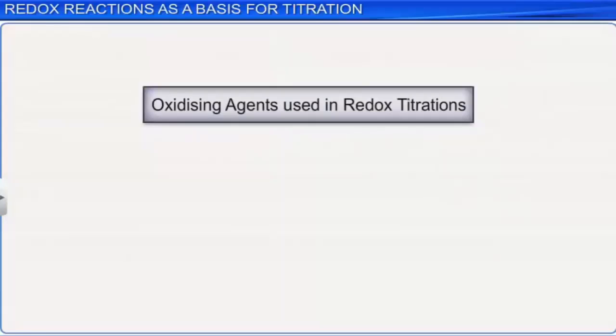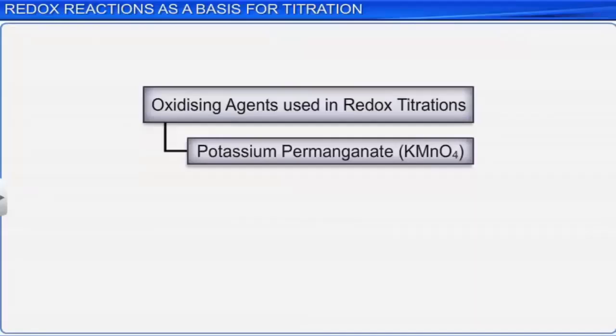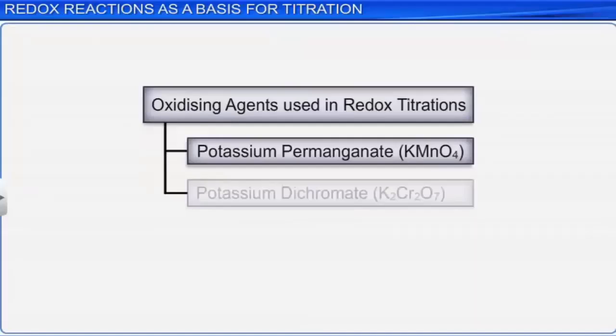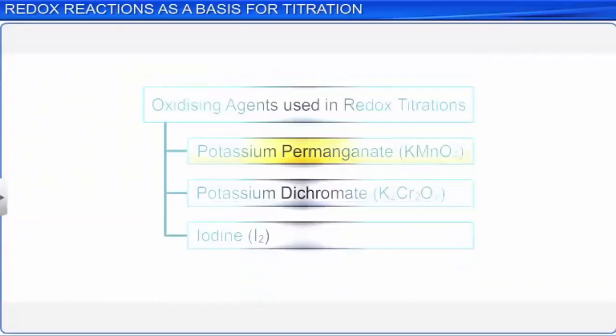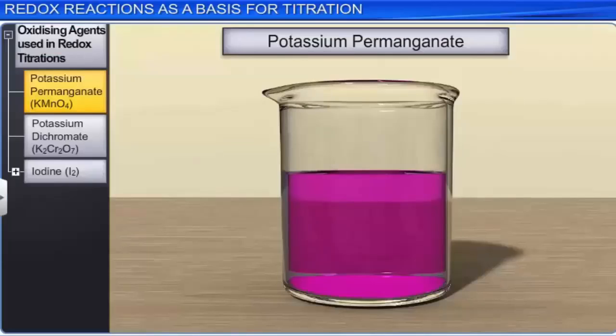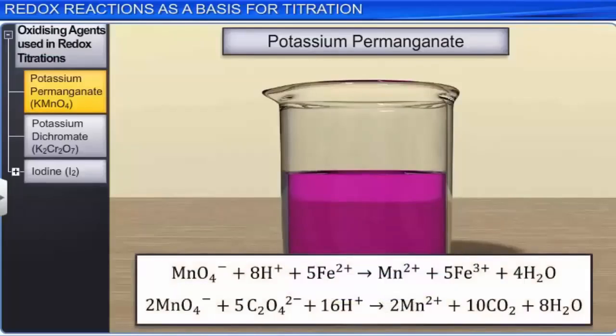Redox titrations can be performed using oxidizing agents such as potassium permanganate, potassium dichromate, and iodine. Let's look at each of them. Potassium permanganate is a dark, purple-colored liquid and a versatile and strong oxidizing agent used in the estimation of many reducing agents such as iron +2 ions, oxalate ions, etc.